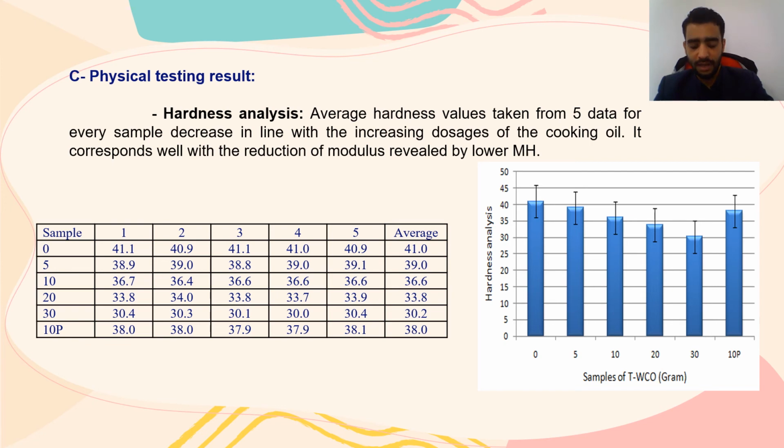and this is the table, and here is the chart. Hardness analysis: the average hardness value taken from 5 data for every sample increases in line with increasing quantities of the coconut oil.